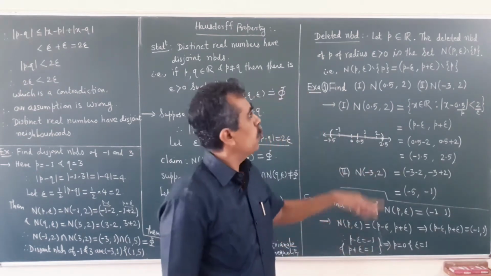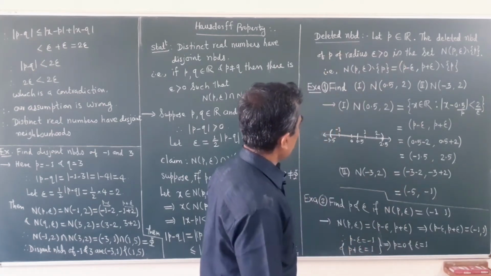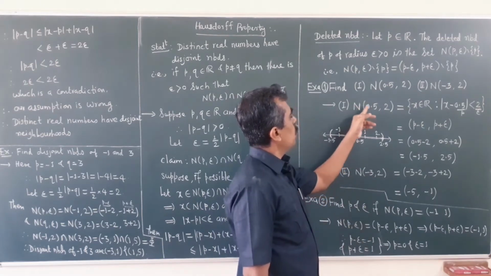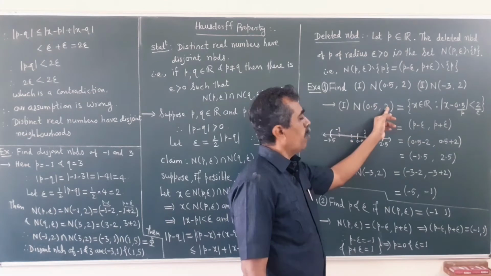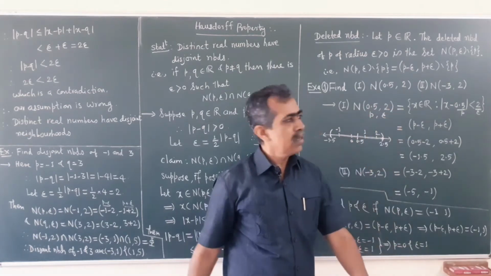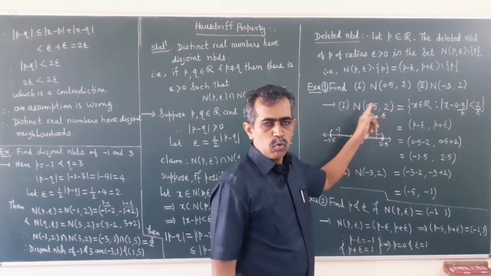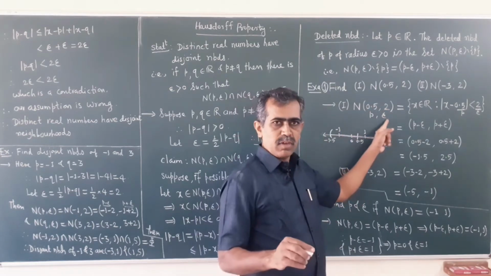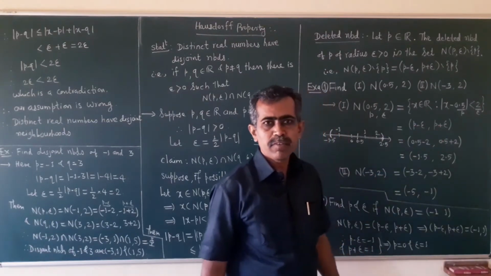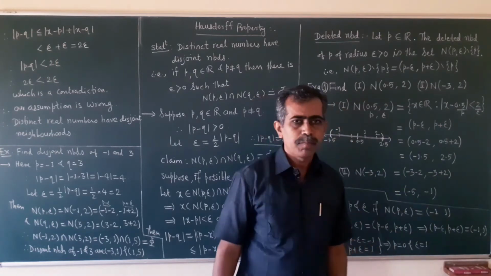Now let us see what we mean by deleted neighborhood. Suppose I consider here the neighborhood of 0.5 of radius 2. This is p and this is epsilon. How do we read it? Neighborhood of p of radius epsilon. So what is actually the neighborhood of p of radius epsilon? It is the set p minus epsilon, p plus epsilon.